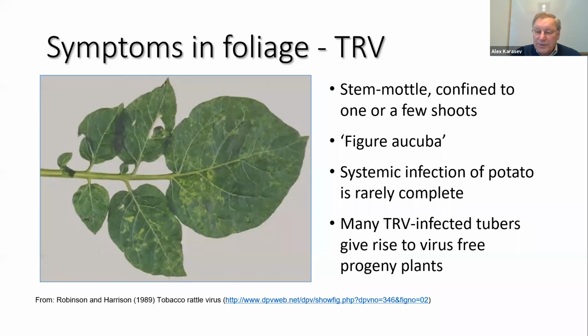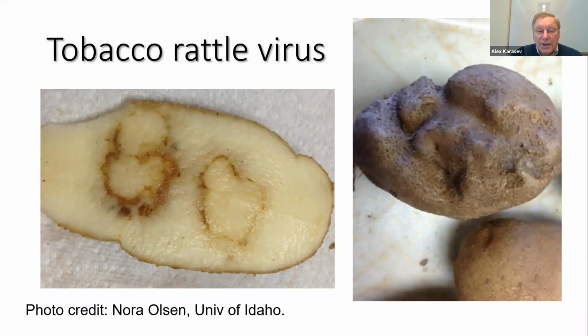Similar to potato mop-top virus, systemic infection of potato by TRV is rarely complete. So you may see most of the shoots of the plant lacking systemic infection of the virus. And again, many TRV-infected tubers give rise to virus-free progeny plants, and in the absence of the vector in the soil would have eliminated this disease by itself. So this is to illustrate why this virus is important, especially for the processing potato industry. You can see very severe necrotic arching in the flesh of the tuber and misshapen tubers. In this case, the quality of chips and French fries will be severely affected.